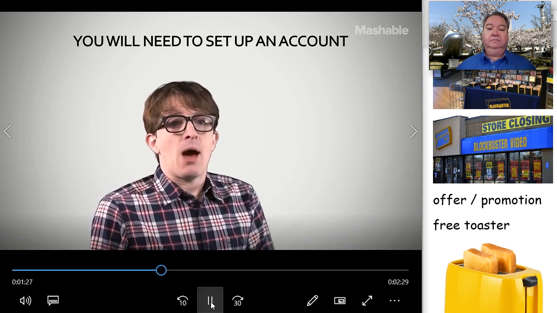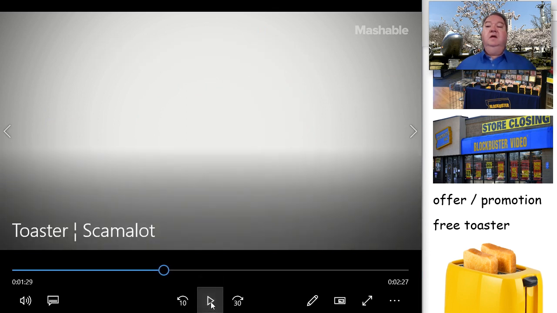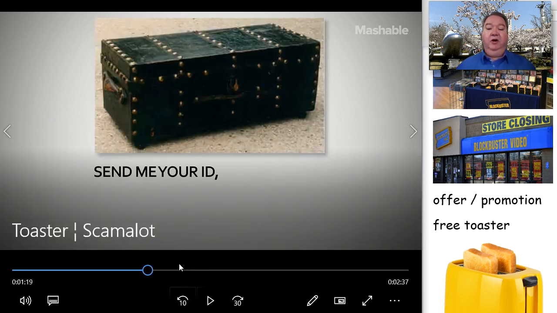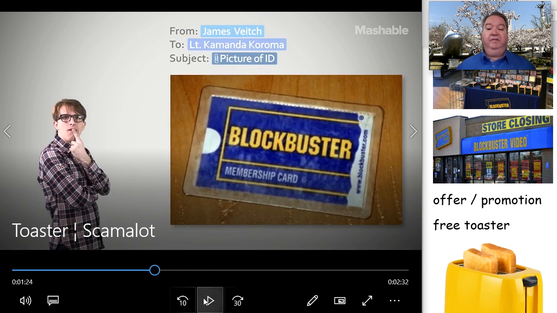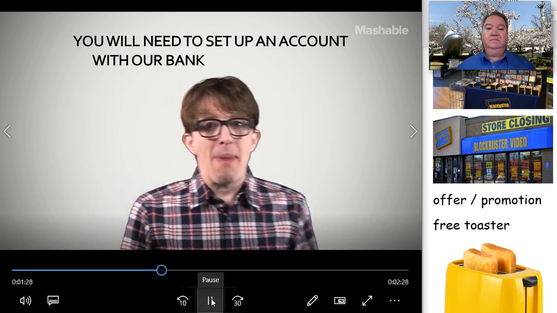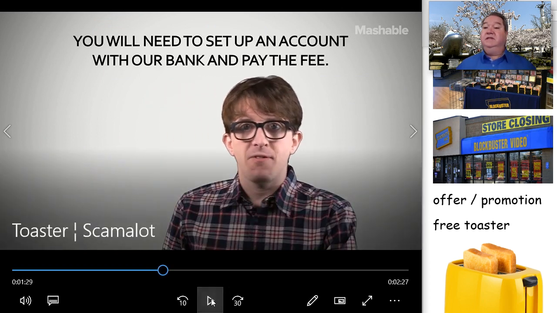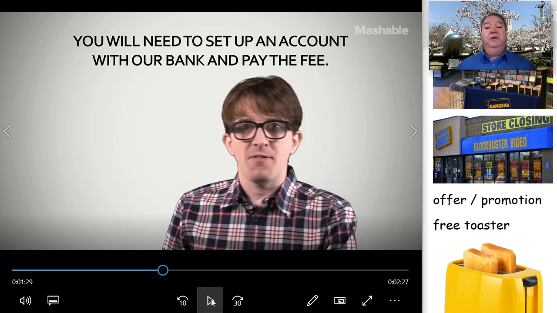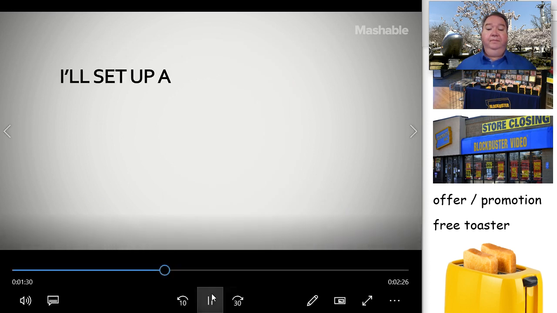He said, you will need to set up an account with our bank and pay the fee. It was valid at the time. So anytime somebody asks you, oh, before you can receive this, you need to pay us a fee, you need to send us a shipping fee, you need to pay some amount for this, that's a very good sign that it's a scam. I said, I'll set up a new account with your bank.